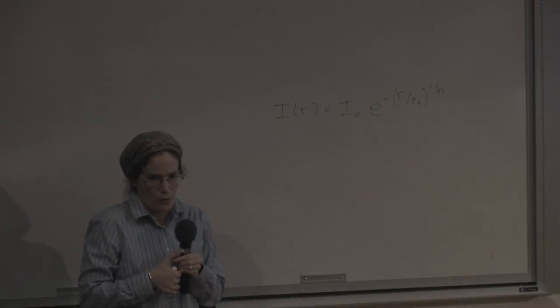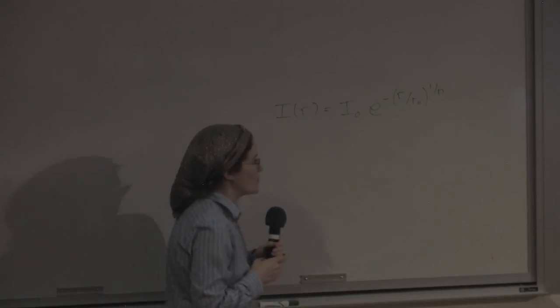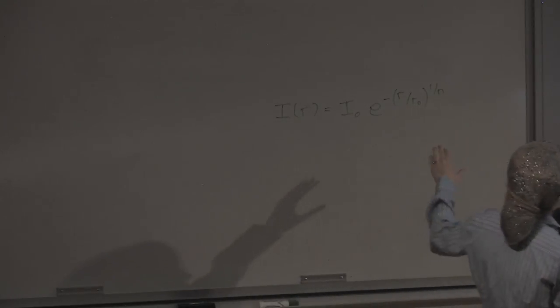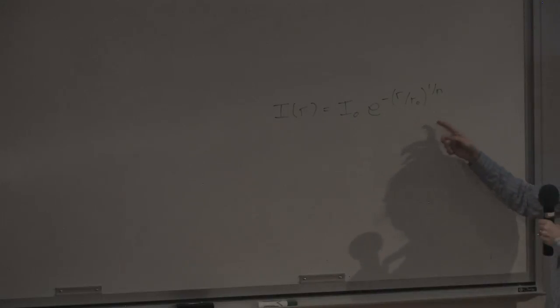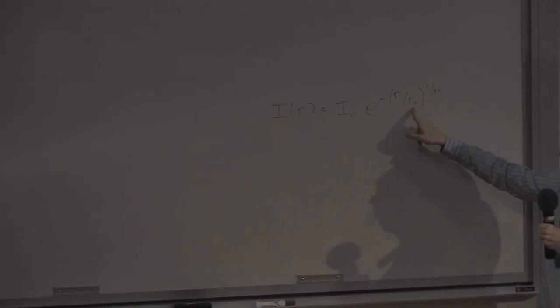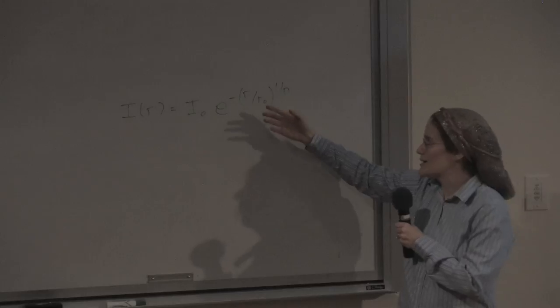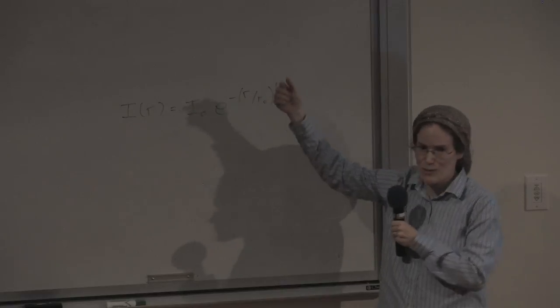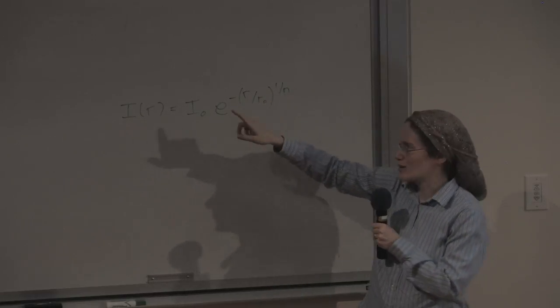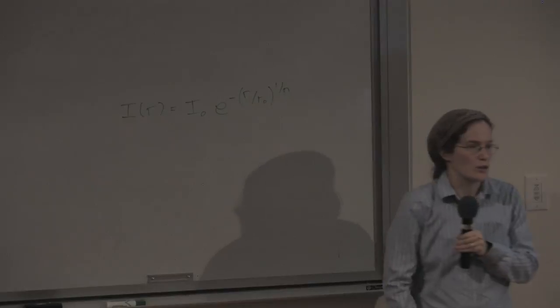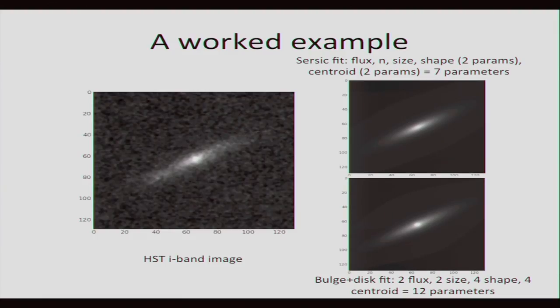So the n values can span a range. And so that's one of the parameters you would be optimizing for if you're fitting this model. You'd be optimizing for the Sérsic n, the size, a shape, which I didn't build in because this is circular, a centroid, which again, this r is measured from the center. So the centroid is sort of built into here, and a total flux. So a Sérsic would have 7 parameters if you account for the fact that the centroid is 2 parameters and the shape is 2 parameters.